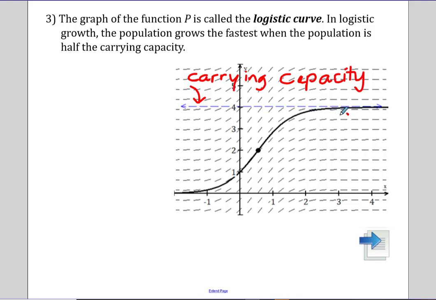And this piece is concave down on this part and concave up on this part. And right here, halfway, is the maximum slope, or that maximum rate of growth at the point of inflection.